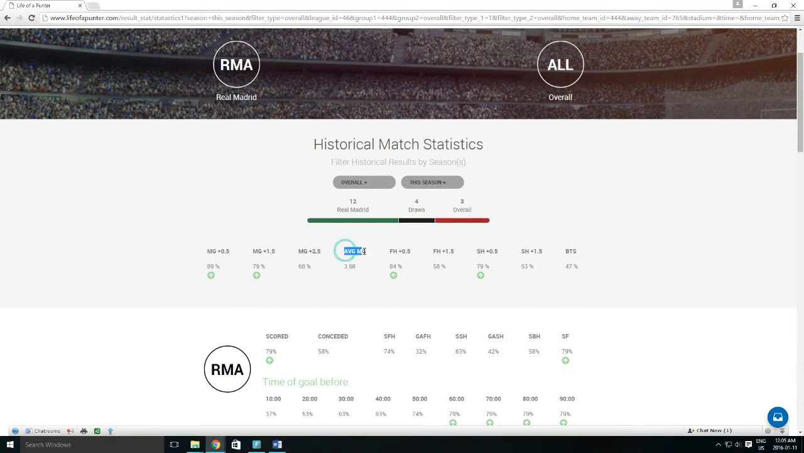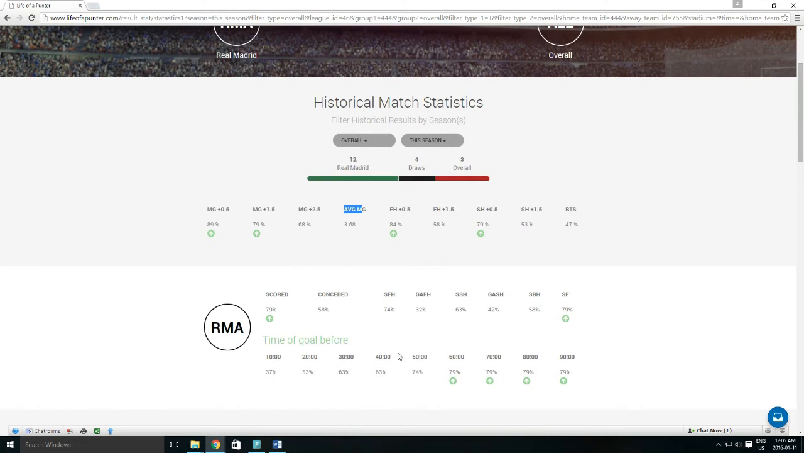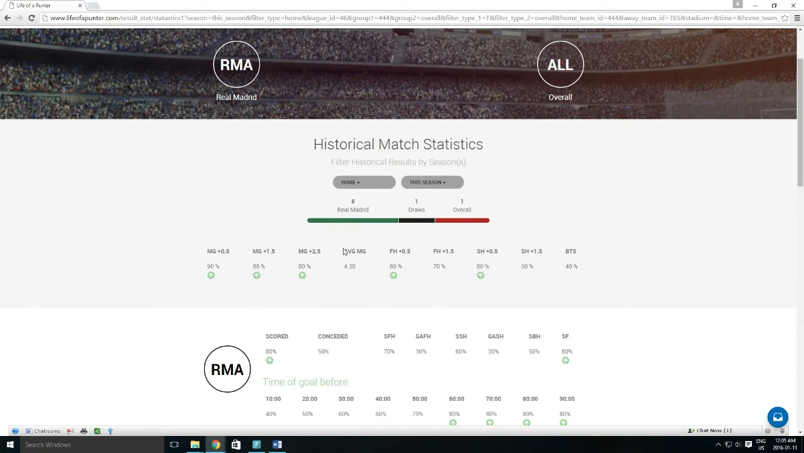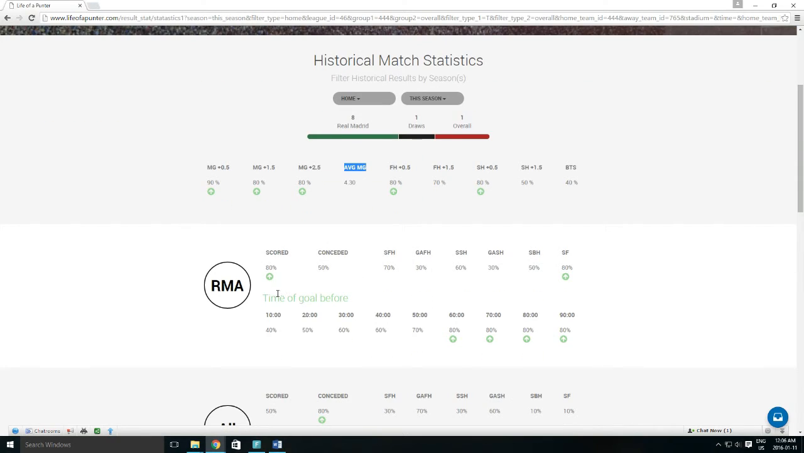So see average match goal is 3.68, first half over 0.5 is 85%, and Real Madrid before the 40th minute not as bullish, but before the 60th minute for their first goal is still very bullish at 79%. Since Real Madrid is playing at home, I'm just going to change this filter to home just to double check to see if it's a high scoring game. And of course we see average match goal is 4.3, but the time of goal before the 40th minute not as strong as shown by 60%, but very strong for before 60.